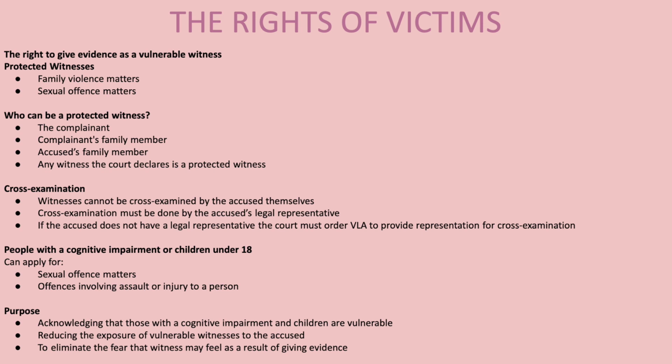People with a cognitive impairment or children under the age of 18 can apply for sexual offence matters or offences involving assault or injury. The purpose is to acknowledge that those with a cognitive impairment and children are particularly vulnerable. It reduces the exposure of vulnerable witnesses to the accused and aids in eliminating the fear that witnesses may feel as a result of giving evidence.